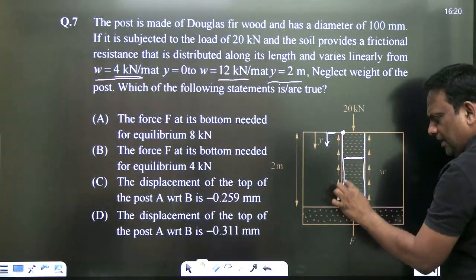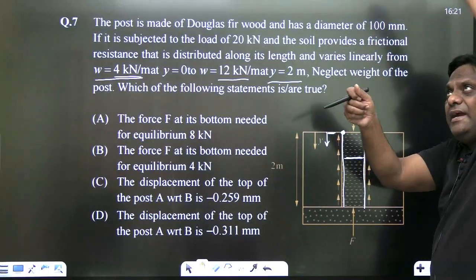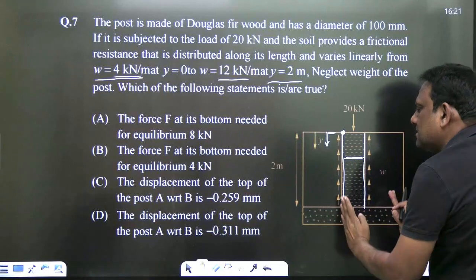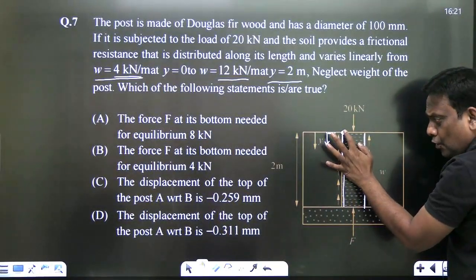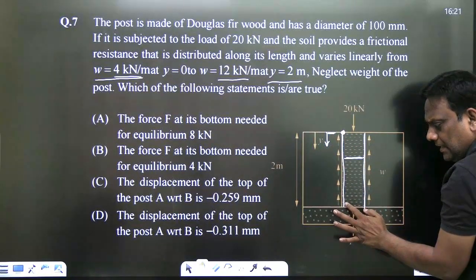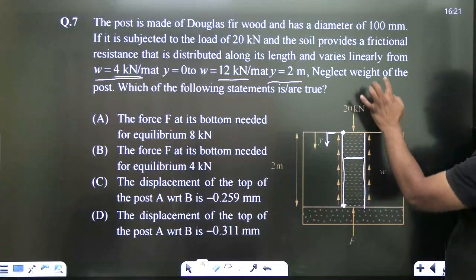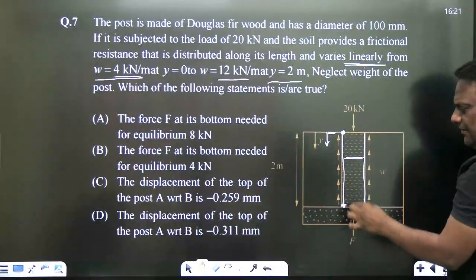And slowly when you are moving down, the post is like I have applied a force like this. When it tries to move down, the soil resistance will be in the upward direction. Here the resistance is 4 kilonewton per meter, and here the resistance is 12 kilonewton per meter. And clearly he said it is varying linearly. Neglecting the weight of this.